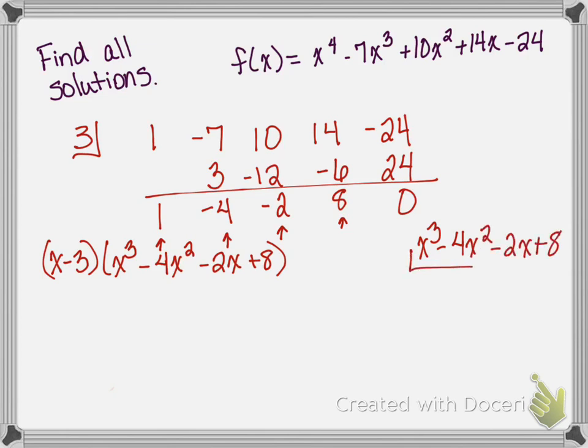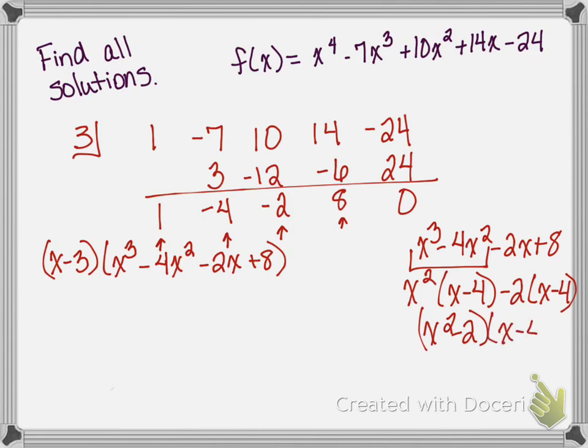What comes out of the first 2? Good. x squared. Then I'm left with x minus 4. What comes out of the second 2? Okay. So I have x squared minus 2 and x minus 4. Now, that x squared minus 2 can't be factored any further. It's not a difference of perfect squares, so I can't factor it any further.